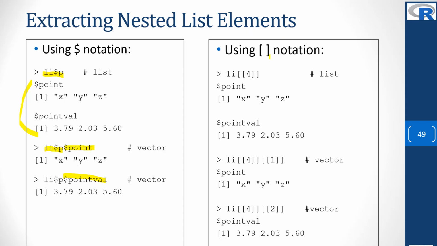We can also use square bracket notation. With double brackets, the fourth element is the list containing the elements point and point val. If we want to dig down one level further and get to the individual elements of that sublist, here's the first element, which is the vector point, and here's the second element, which is the vector point val. So you can see this might be useful for complex structures of data, but we do need to be careful that we don't take it too far because it could be very confusing to keep track of.